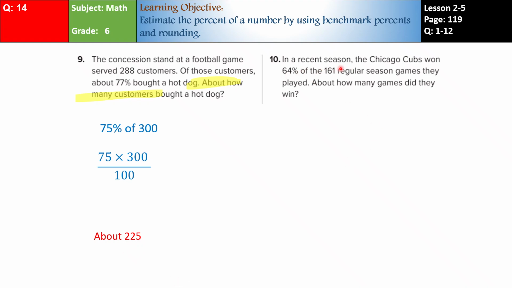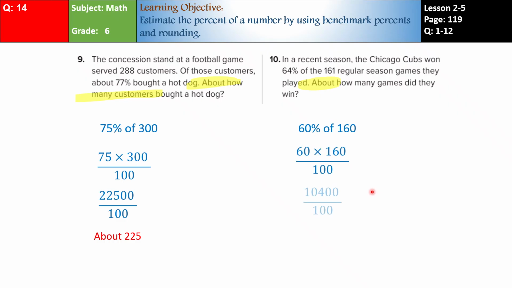In a recent season, the Chicago Cubs won 64 of the 161 regular season games they played. About, again, about means estimation. 64 is closer to 60 and 161 is 160. 60 multiplied by 160 and divided by 100 will give you this number. Simplify, cancel the two zeros up and down. It will give you about 104.